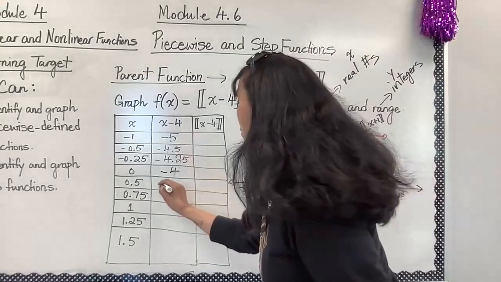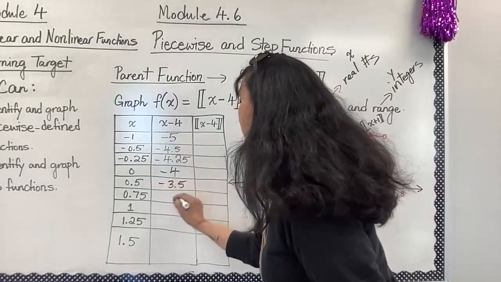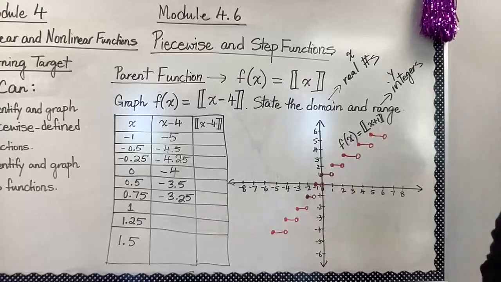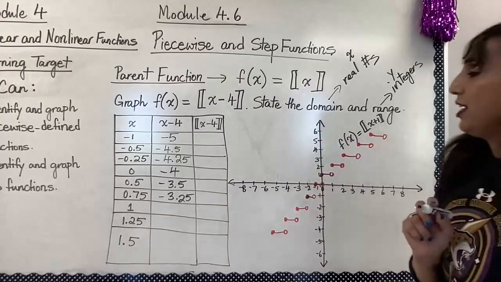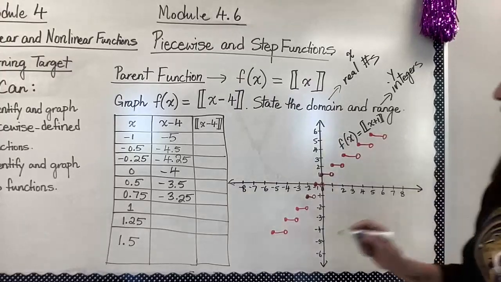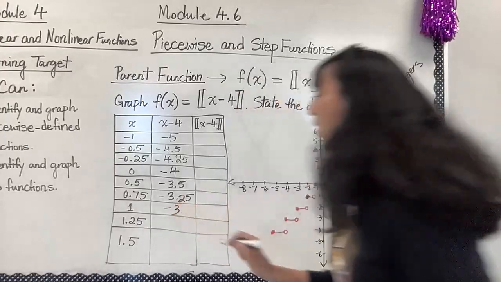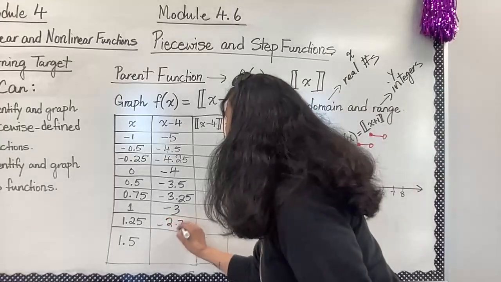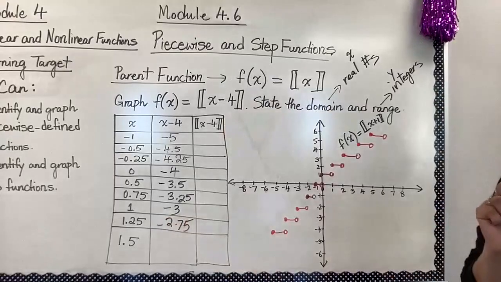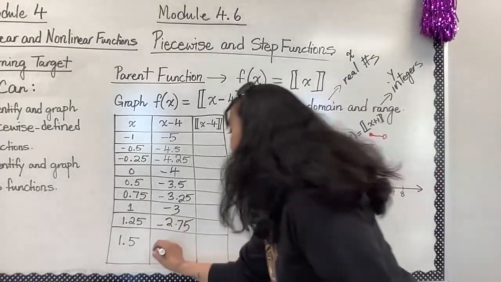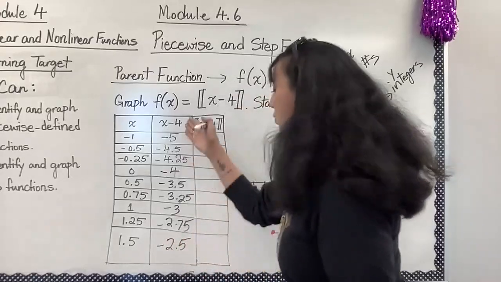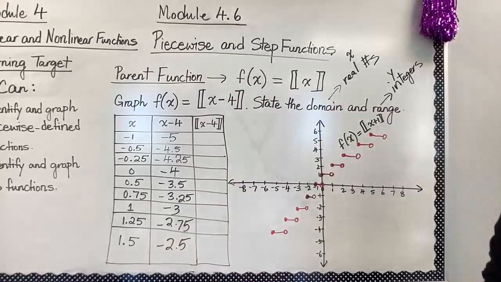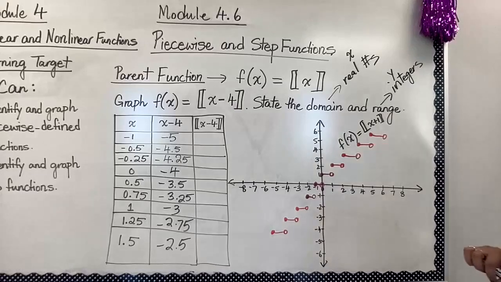So minus 4 gives me negative 3 and 5/10, negative 3 and 25/100. Then 1 minus 4, I get negative 3. 1 and 25/100 minus 4, I get negative 2 and 75/100. And then negative 2 and 5/10. So these are the values that I am getting. Now that I've done that, I am going to round down.